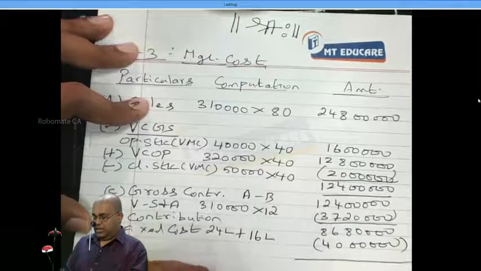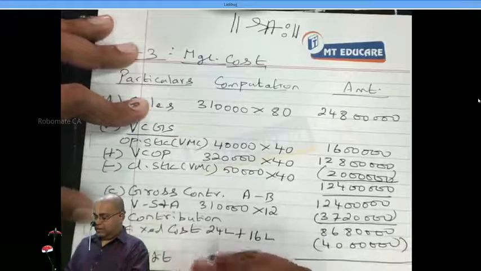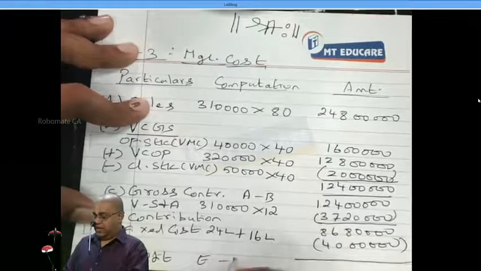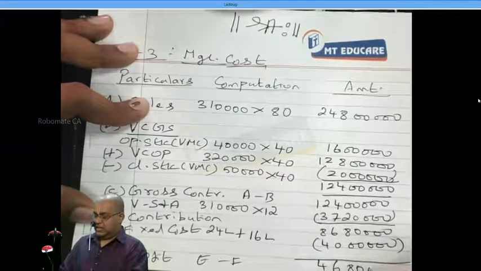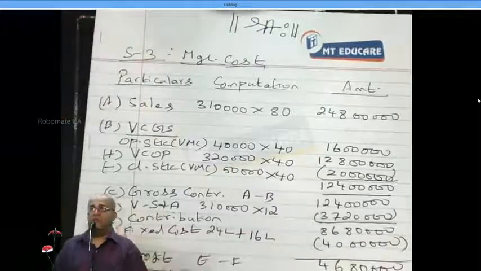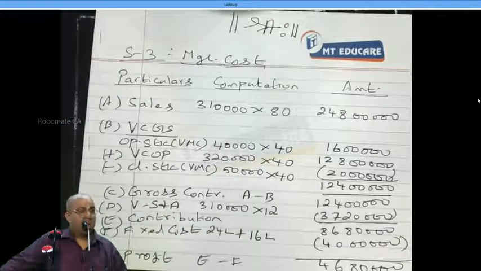G. What is G? Profit. Can you tell me what is profit? E minus F, that gives you G. How much profit? 46 lakhs 80,000 is the profit. Everybody, are you understanding it or not?